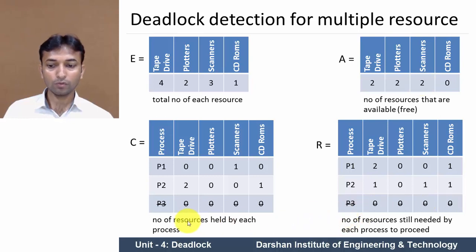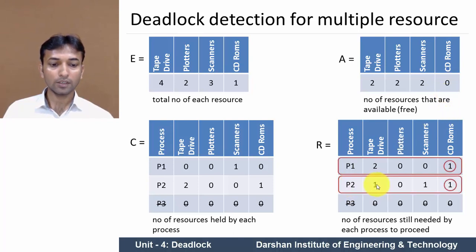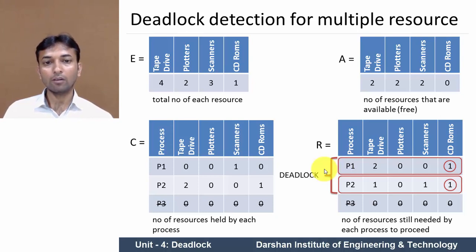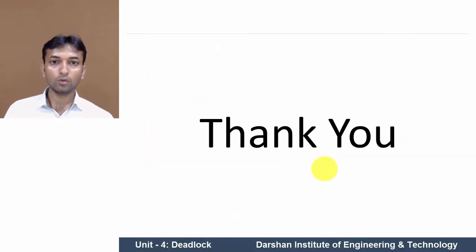Now process P3 is over. Again, process P1 requires 2 tape drives, that is available, and 1 CD-ROM, that is not available. In the same way process P2 requires 1 tape drive, that is available, and 1 scanner, that is again available, but this 1 CD-ROM is not available. So both of these processes cannot proceed. So here deadlock is created. So in this way we can detect deadlock for a single resource as well as multiple resources. Thank you very much.